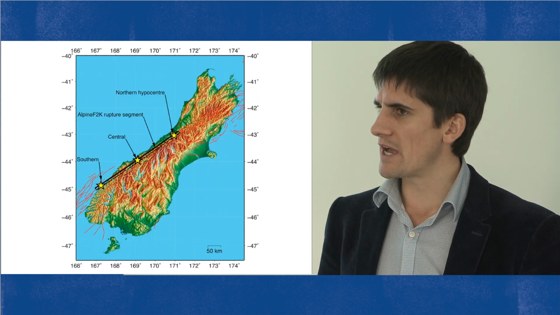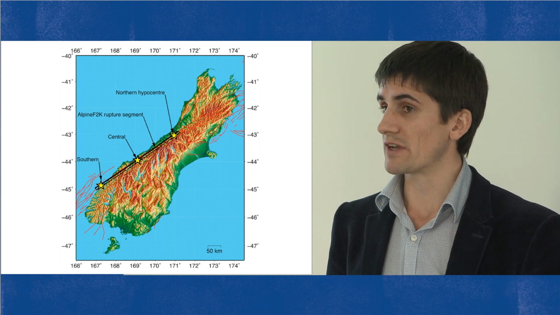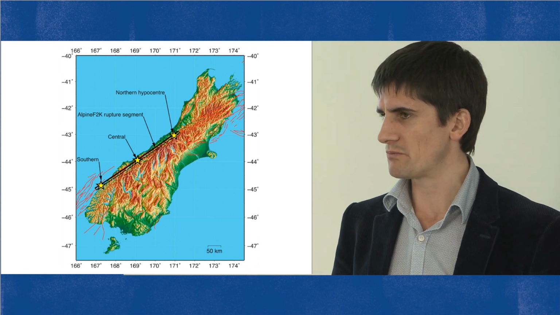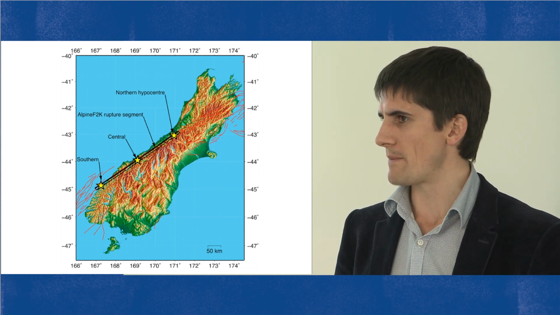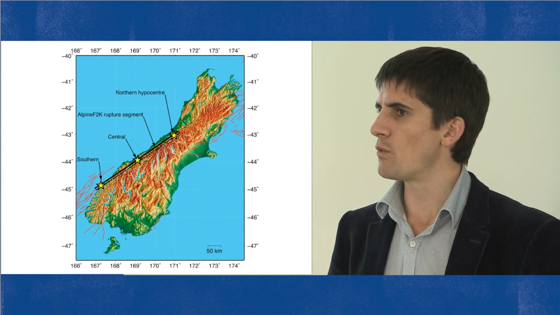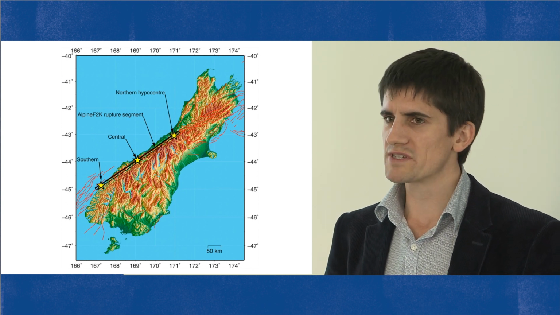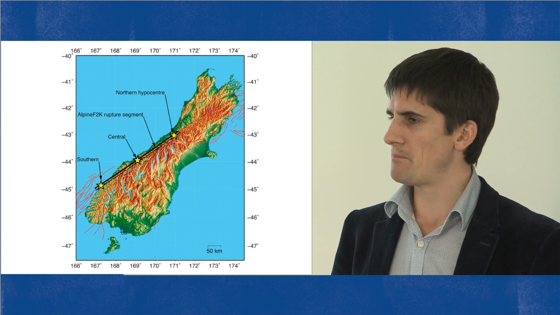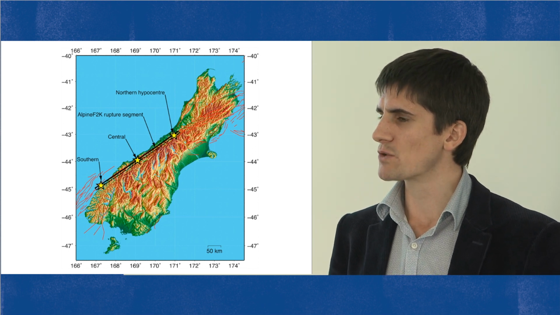And so, as I alluded to earlier, this is the specific modelling scenario that we undertook. This particular segment of the Alpine fault was assumed to have ruptured, and then we wanted to understand what the ground shaking would be as a result of that particular earthquake. What we'll see is that not only the part of the fault which breaks, but actually the nature in which it breaks is quite important.